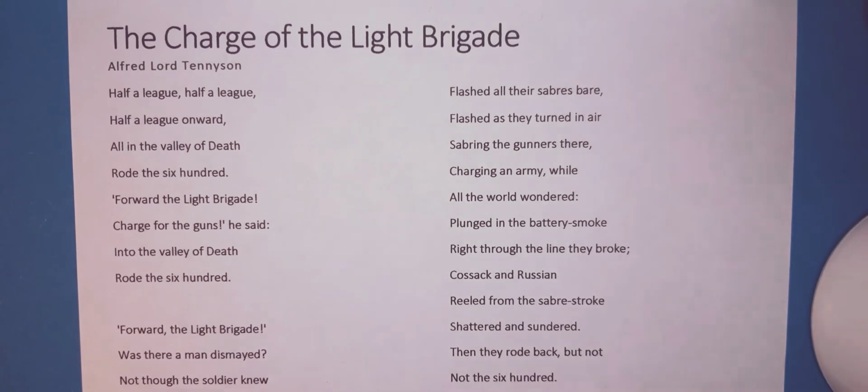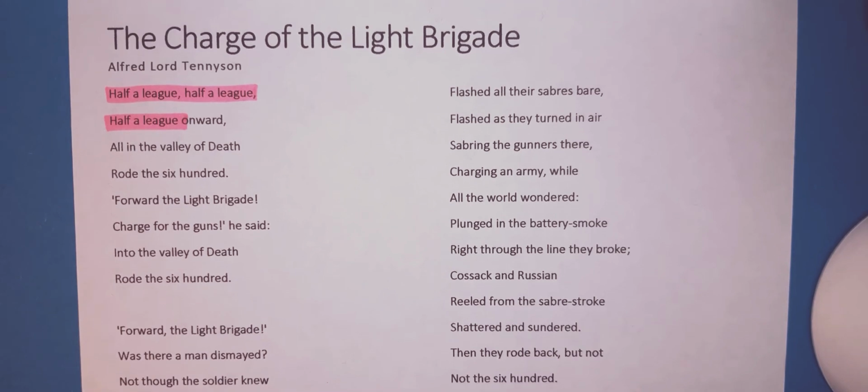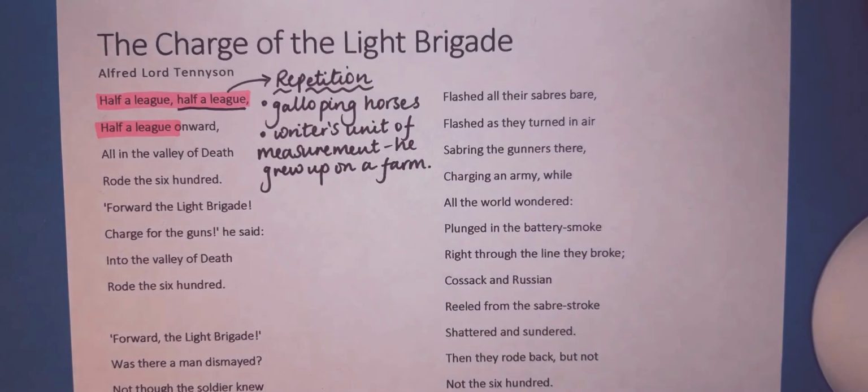So the first quote we're going to look at is here. The quote says, "Half a league, half a league, half a league, onward." Now this is repetition, and it's creating a rhythm, and if you think about it, it sounds like the galloping of horses. The other explanation we can get out of this quote is, as we know, the writer, Tennyson, grew up on a farm. So this may be his unit of measurement. A league is a unit of measurement. It's repetition and it's a type of measurement. So this might be his way of measuring distance. So that is the first quote that I have looked at.